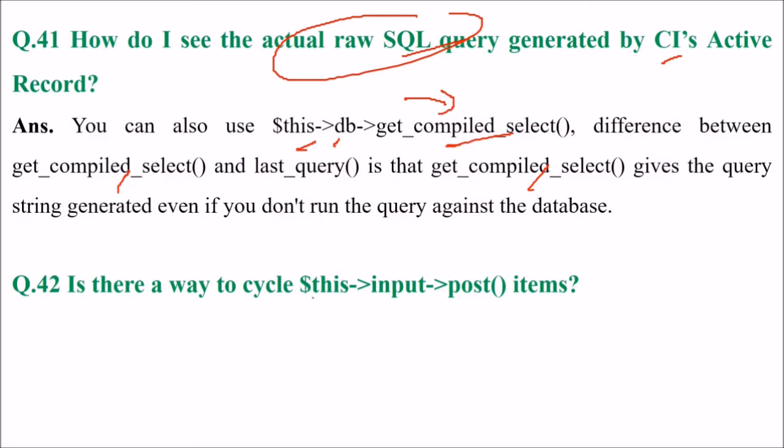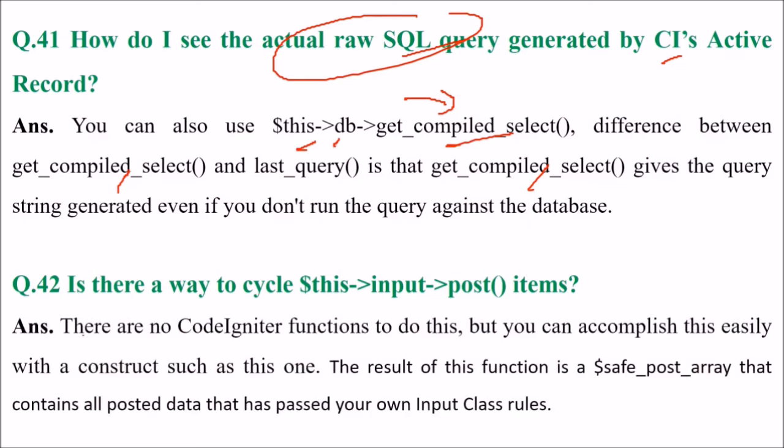Is there a way to cycle through this input post item? There are no CodeIgniter functions to do this, but you can accomplish this easily with a construct such as this. The result is a function, save post array, that contains all posted data that has passed your own input class rules.